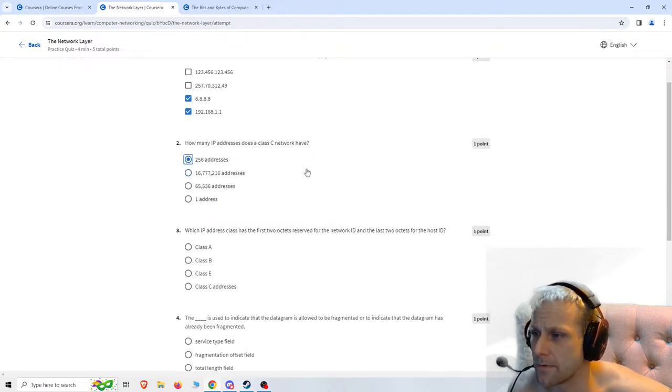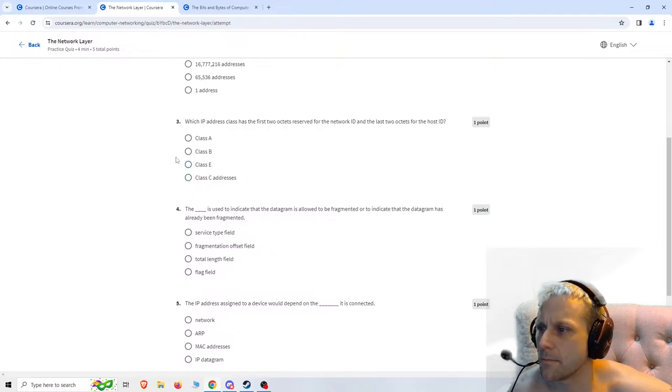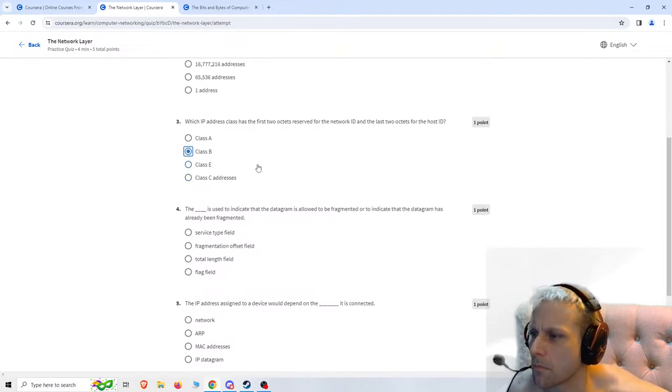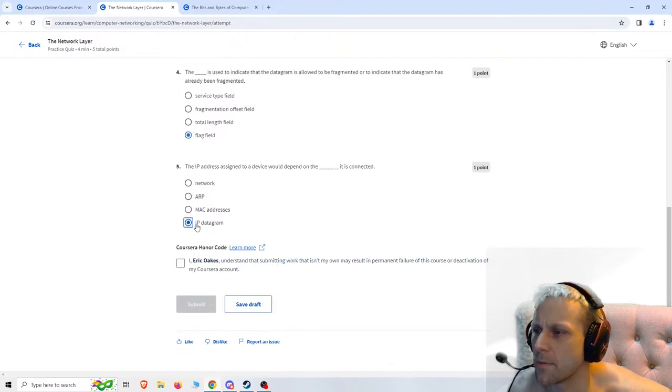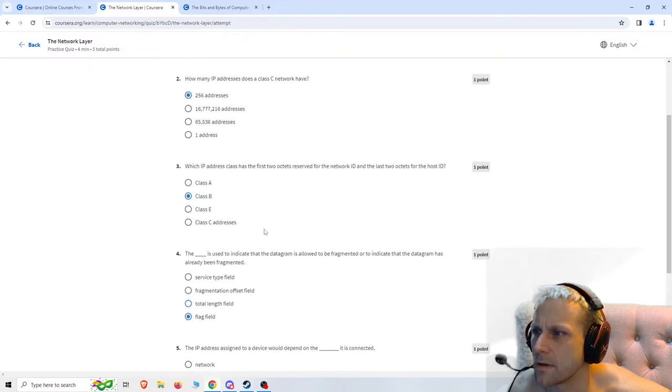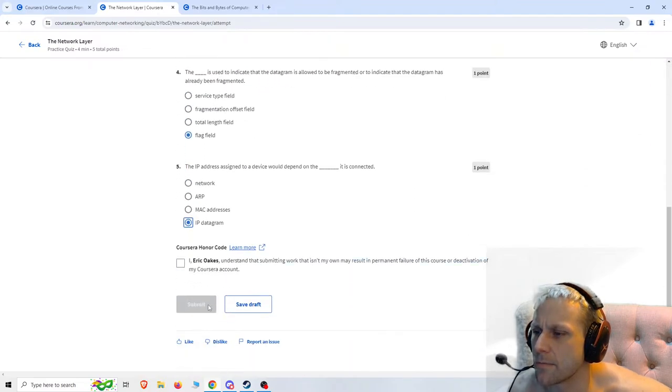Okay, so 256. What IP address has the first two octets reserved for the network ID? That's a B. Flag field. And this one's IP datagram. So I missed that one and that one. Let's submit it.